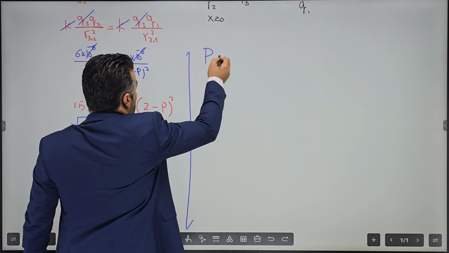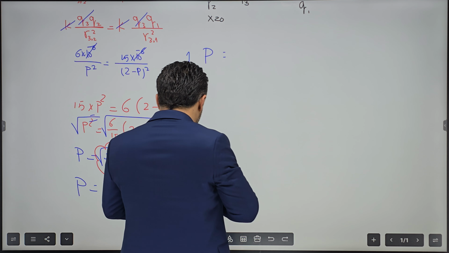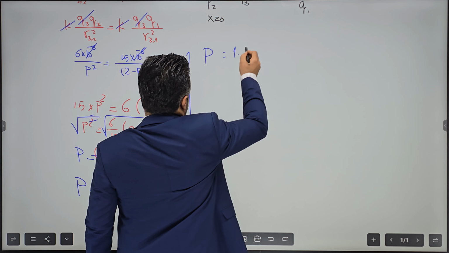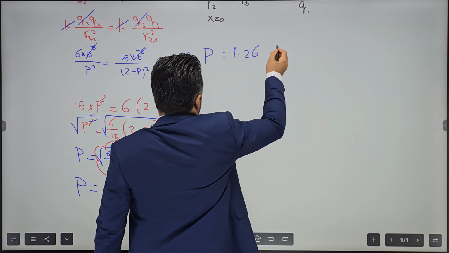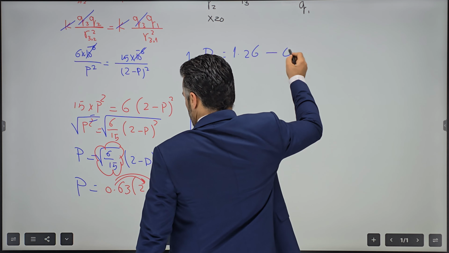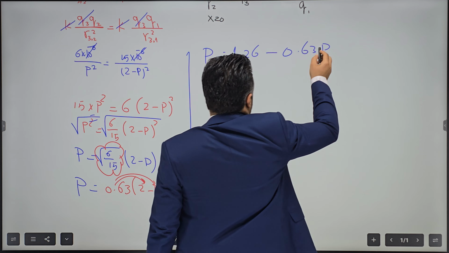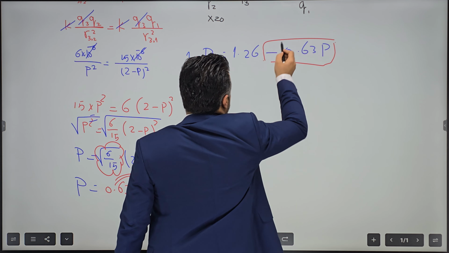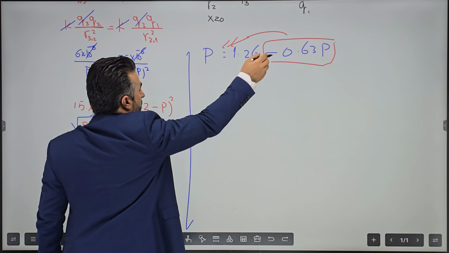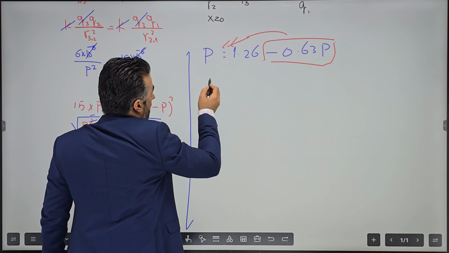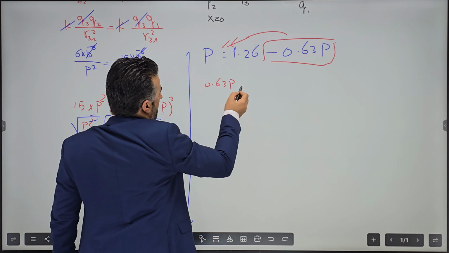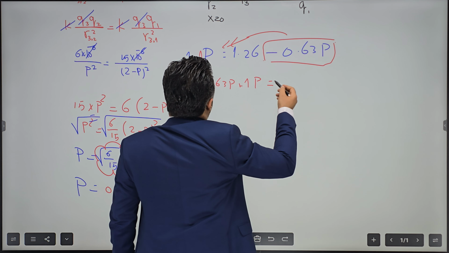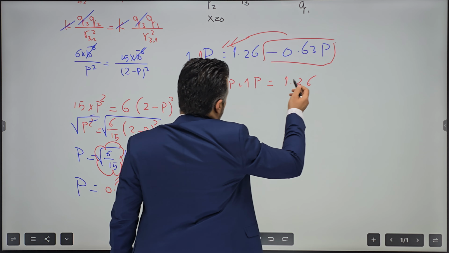So P is equal to 0.63 times 2. The answer is going to be 1.26, and then minus 0.63P. Of course, we'll move this one to the other side, because P has to be with P and the numbers alone on one side. So we'll say 0.63P plus 1P, that is going to be 1.63P, equal to 1.26.